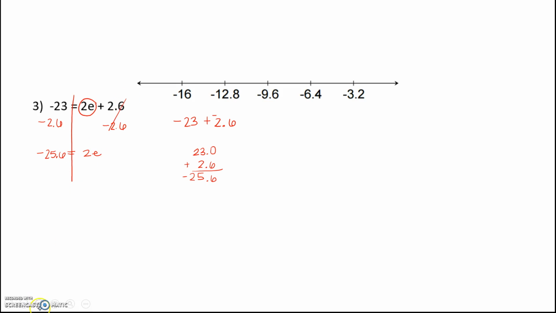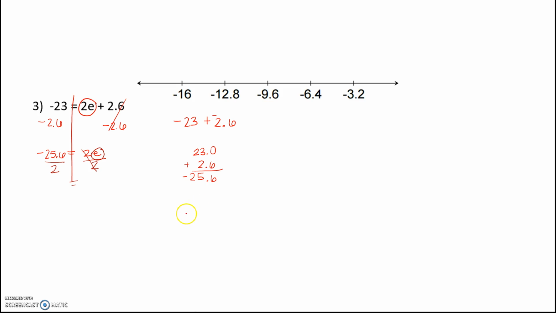I canceled those. All right, I have one more step to go ahead and get this e by itself. I already added or subtracted. Next step is multiply or divide. Since it's multiplication right now, I'm going to do the opposite and divide by 2. Divide by 2. So I'm going to go over here and do my math.